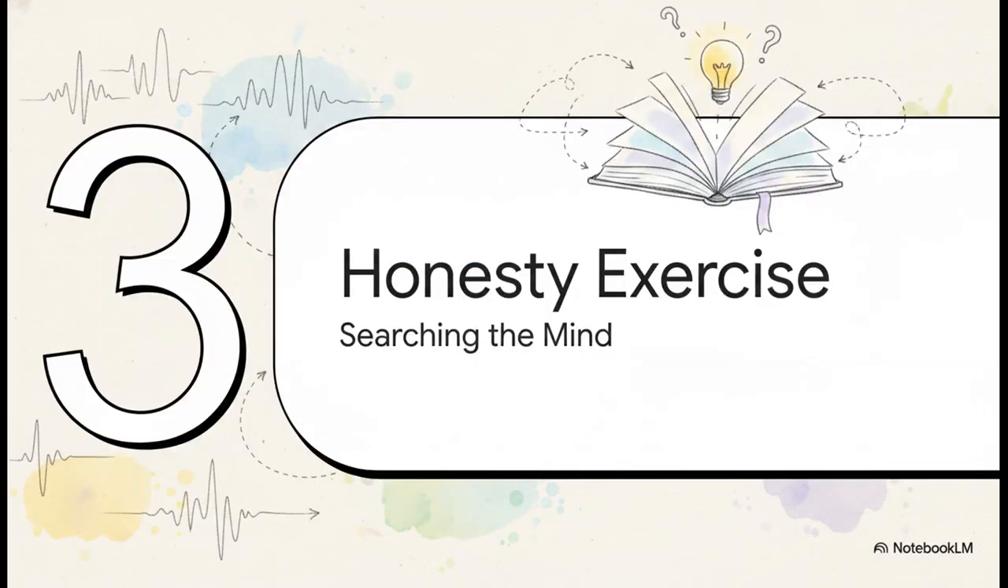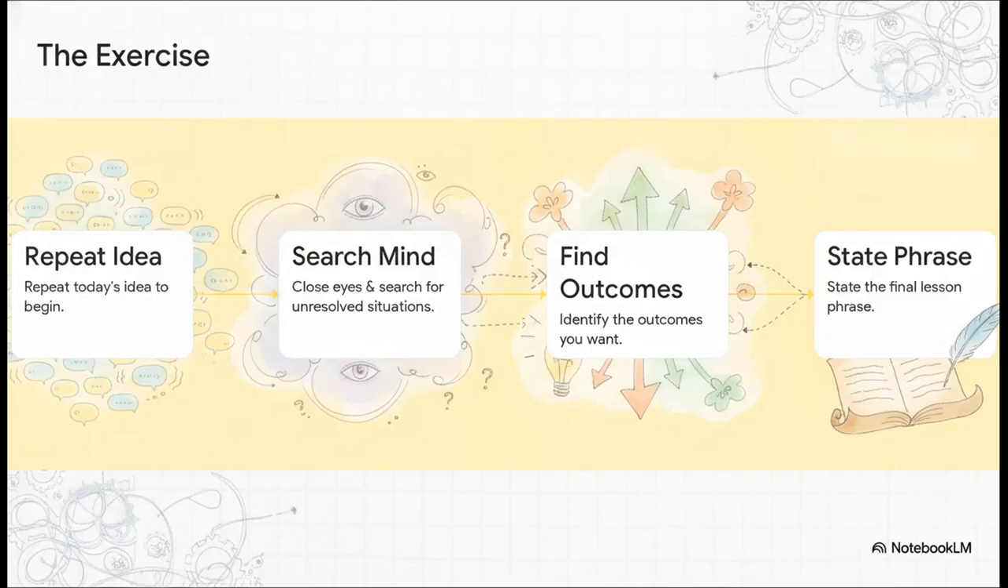Which brings us to part 3, the radical honesty exercise. Now, what's really interesting about this slide is how we translate that big abstract philosophy into an actual boots-on-the-ground practice. The text is super clear that this requires way more honesty than we're used to giving. Here's the breakdown. First, you start by repeating today's idea. I do not perceive my own best interests. Then, and you'll want to really mentally slow down for this part, you close your eyes and actively search your mind for any unresolved situations that are currently stressing you out. Third, you shift your focus to uncovering the specific outcomes you think you want. And finally, you wrap it up with a very specific phrase, which we'll cover in just a second.